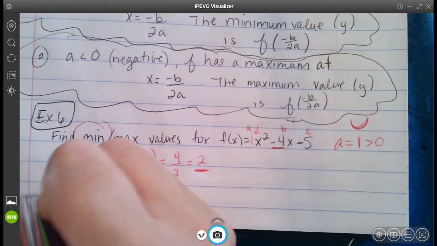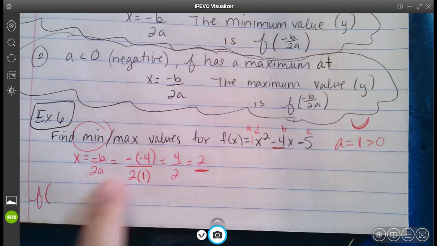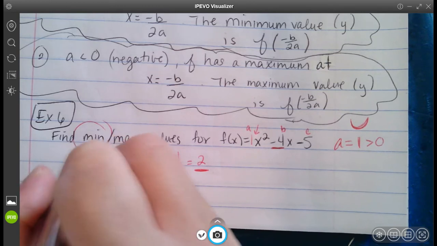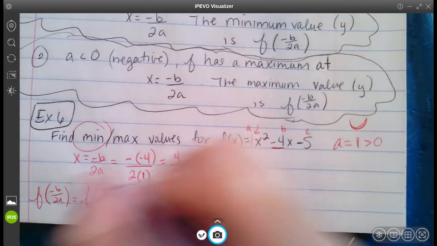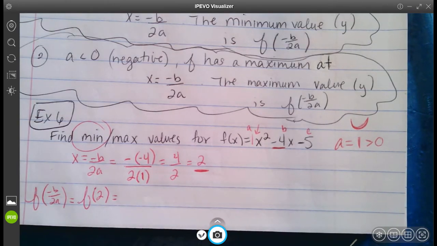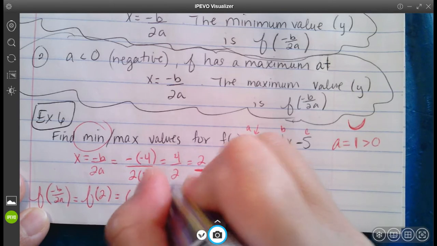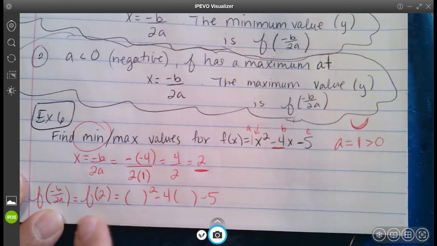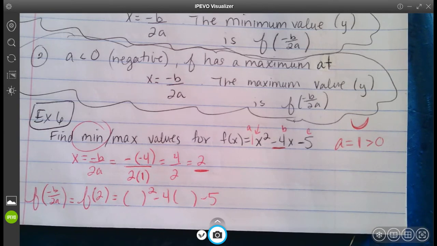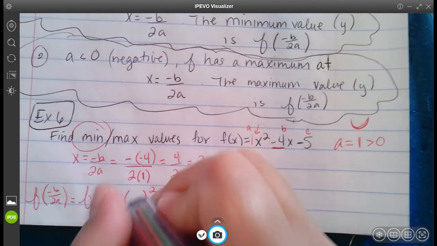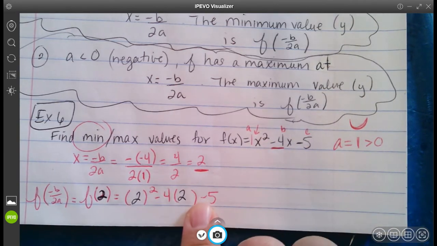To find the y value, we're going to plug in f of all of this, which is the same as this. So f(-b/2a) is the same as f(2). And you have done this before. So all we're going to do is take this number, and do a little bit of color coordinating here. So that's squared, minus 4 times that, minus 5. I'm just getting this directly from this example here. So I'm going to take whatever I need to plug in and plug it into those parentheses. It's coming directly from the function. So 2² - 4 times 2 - 5.